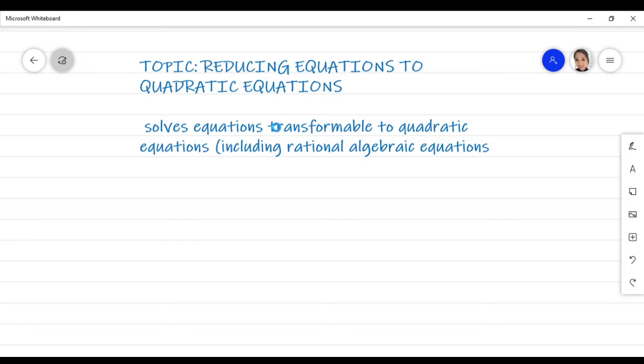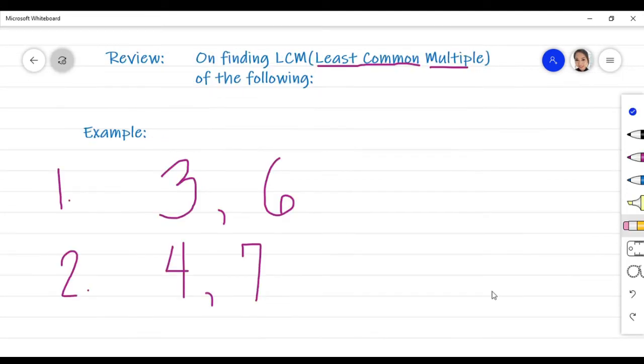So, for today's lesson, our topic, you will be learning about reducing equations to quadratic equations. The objective for this lesson is you will be able to solve equations transformable to quadratic equations, which includes rational algebraic equations. Before we will start the lesson, let's first have a review on finding the LCM or least common multiple of the following numbers.